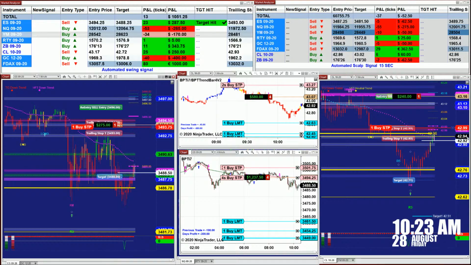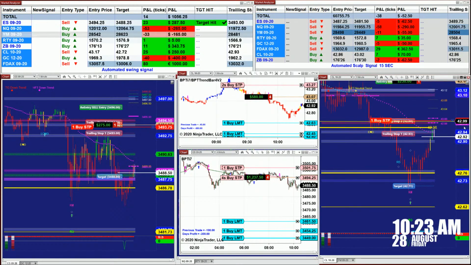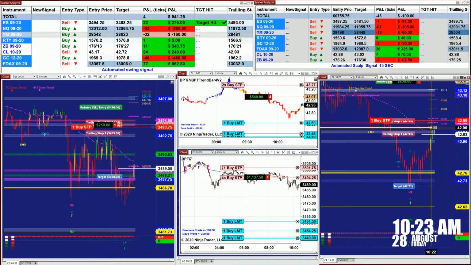And look what happened to the CL. This is what we have told you. This is the yellow line where you can re-enter the market short.